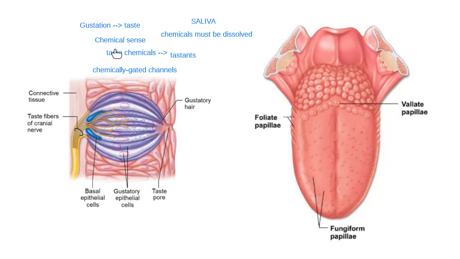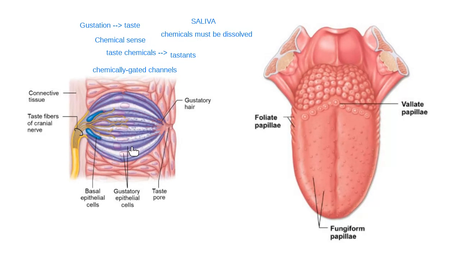So it's a chemical sense. We are tasting chemicals called tastants. We taste them because they open chemically gated channels, and we have to dissolve them to be able to detect them. Yeah, so Nicole had asked the question about what exactly we're looking at here. We are correct. This is a taste bud.